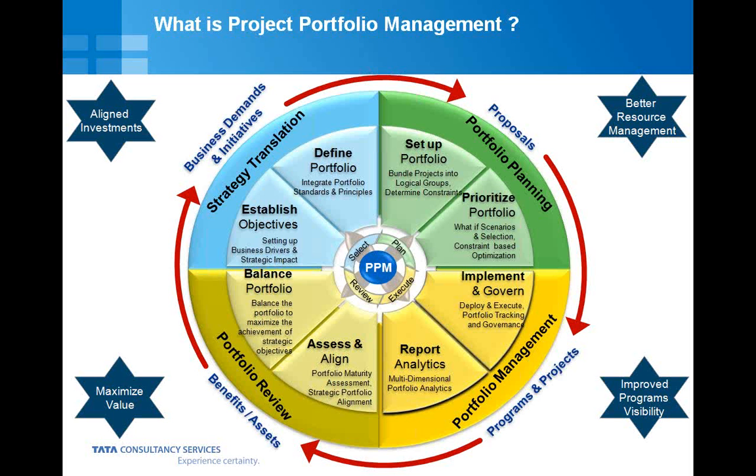So what exactly does project portfolio management contain? Initially, the business, the senior management, and the operational functions keep on coming up with some demands to automate their operations and processes. There are new ideas, new initiatives. So the organization sets up objectives and defines what the portfolio should look like, what it should have. This is the initial phase, what I put over here as the strategy translation.